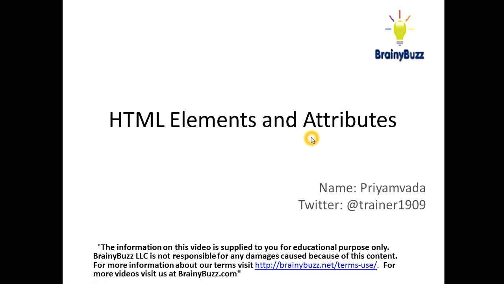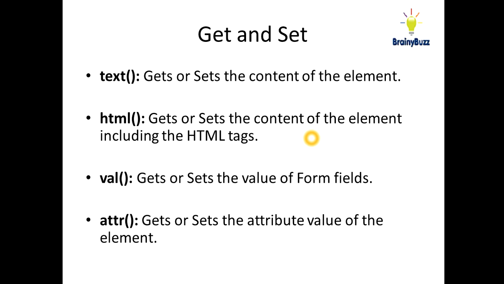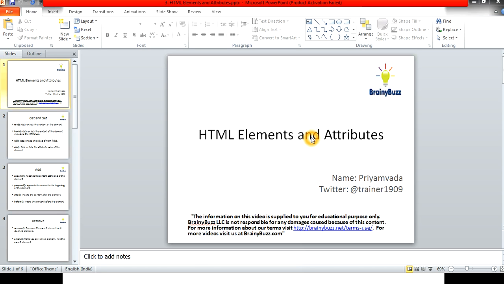So far we have seen some of the selectors like ID selector, class selector, and element selectors. So today we are going to see some of the methods that we can execute to change the content of your HTML elements. So let's see what the different methods are. One is the get and set methods: text, HTML, val and attr. These methods are used to set or get the content of the element, sometimes HTML, the value of form fields, or the attribute values. So let's see the demo for them.